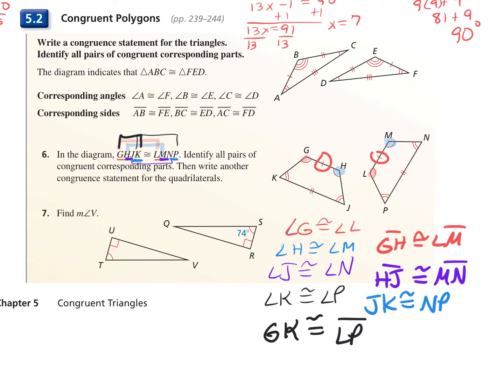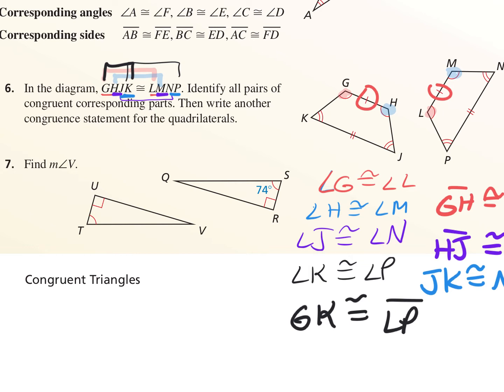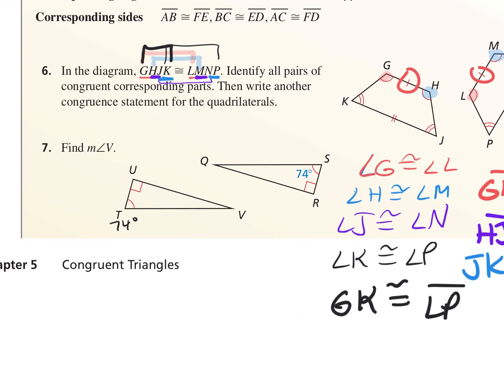Now, if they ask you to find a missing angle and you're told that you have congruent figures, then I'm going to look for the same symbols. So notice here, angle S and angle T have the same marking. So that tells me angle T here is also going to be 74 degrees. And now they wanted me to find the measure of angle V. This is where I'm going to use my triangle sum.